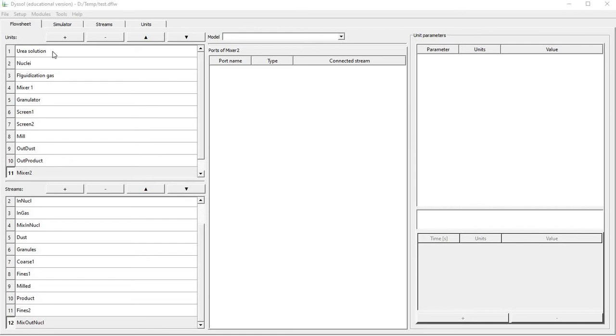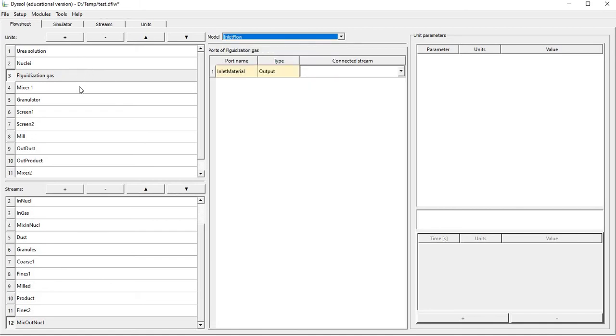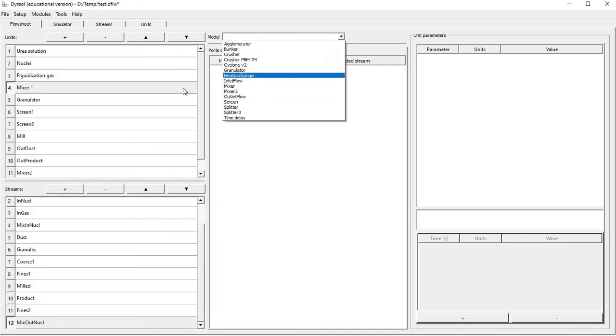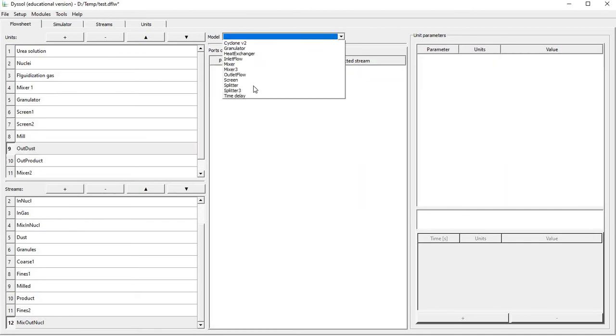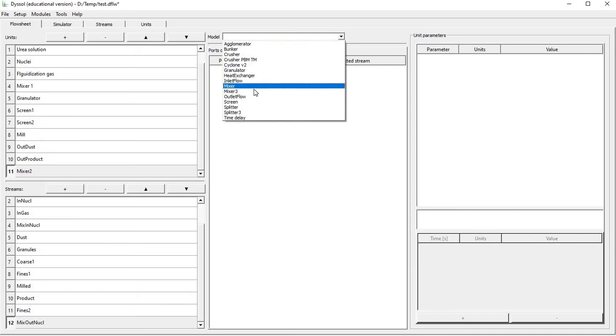So, okay, in the next step, it is necessary to define for each specific unit operation a corresponding model. For example, for inlet flow of urea solution, we will use inlet flow. The same one will be for nuclei as well as for fluidization gas. So these are our 3 input streams. For mixer, I will pick mixer, granulator, this will be granulator, screen 1 as well as screen 2 will be modeled using the models of a screen, mill, this will be a model of a crusher, and for outlet flows I will also pick the corresponding outlet flows.